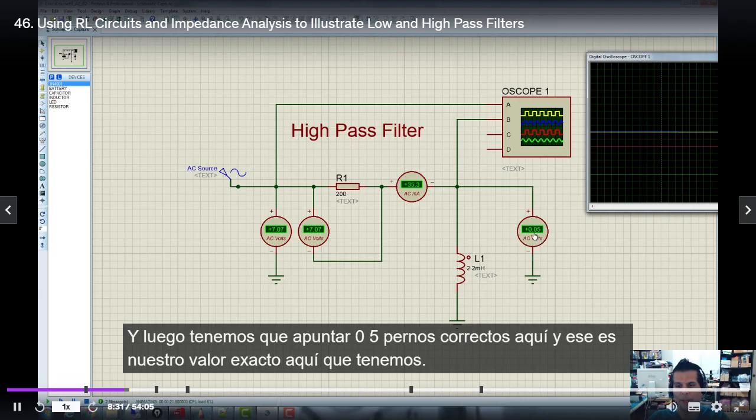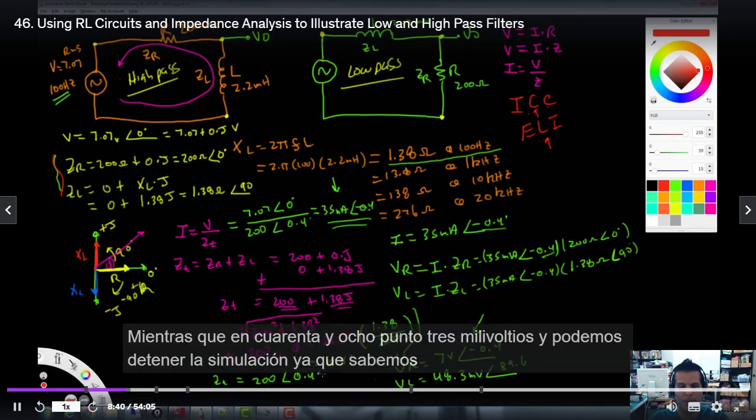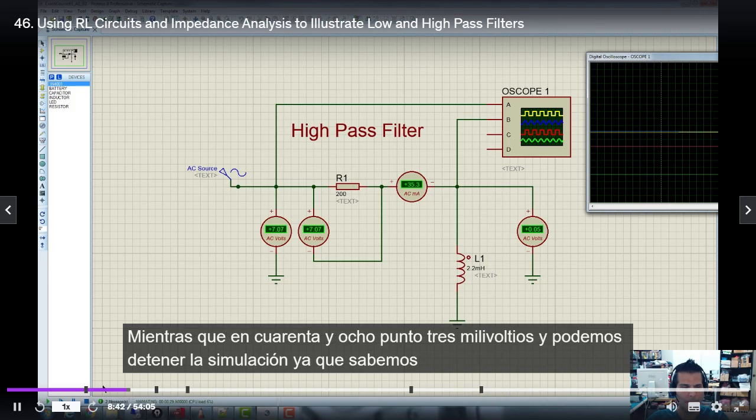All right, and then we've got 0.05 volts here. And that's our exact value here. We've got, where is it, 48.3 millivolts. And we can stop the simulation.